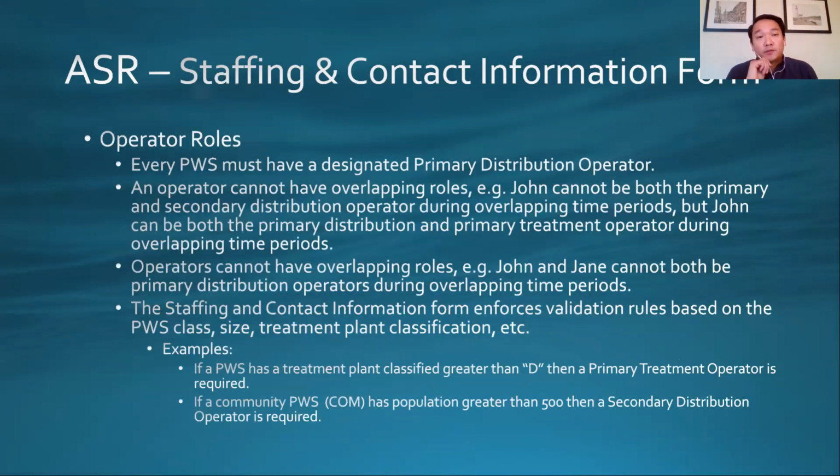So there are validations which are enforced on that staffing form. Every PWS must obviously have at least one primary distribution operator on the form. And an operator cannot have overlapping roles. So for instance, let's say John is indicated as being both the primary and the secondary distribution operator during an overlapping time period. That'll cause a validation error on the form because that's not allowed. But John, for instance, can be both the primary distribution operator and the primary treatment operator during that same time period. He just can't be both the primary and the secondary distribution operator during that same period.